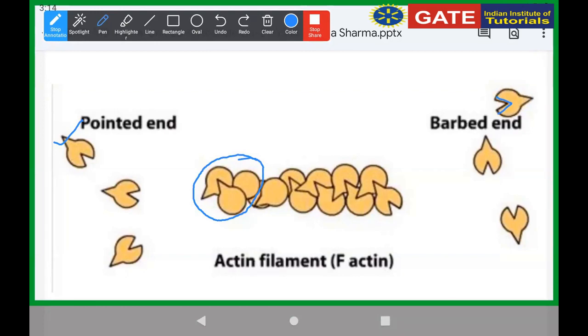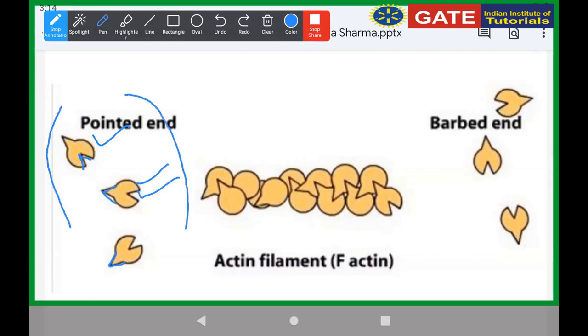So here the barbed end has the ability to bind with the pointed end. Like that, two subunits are joined. Next, the pointed end joins the second protein's barbed end. So like that there is continuous joining.